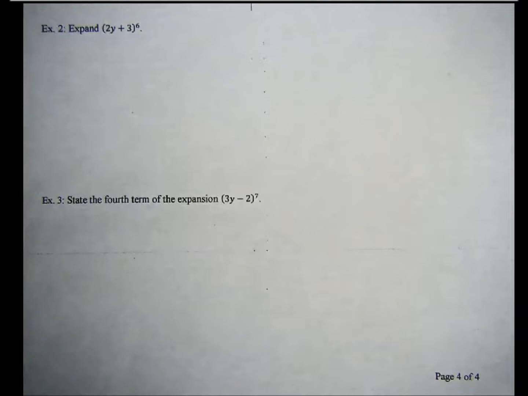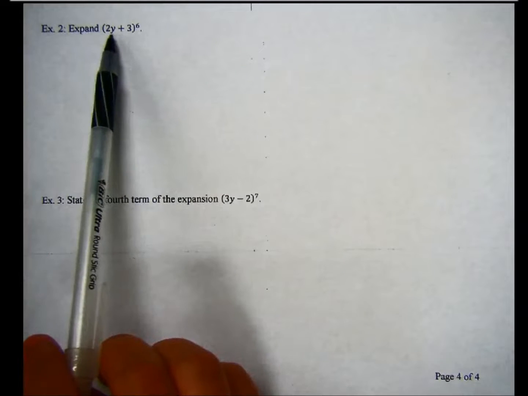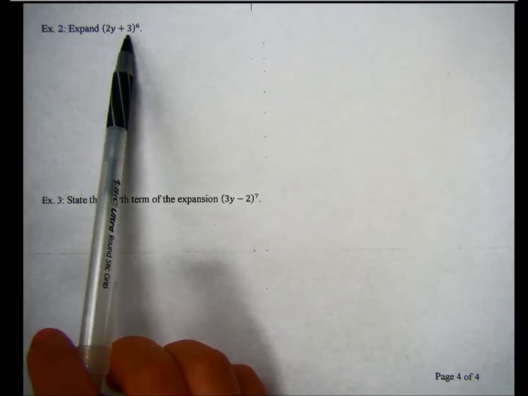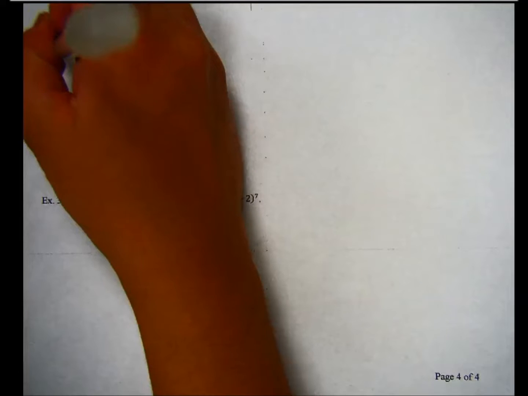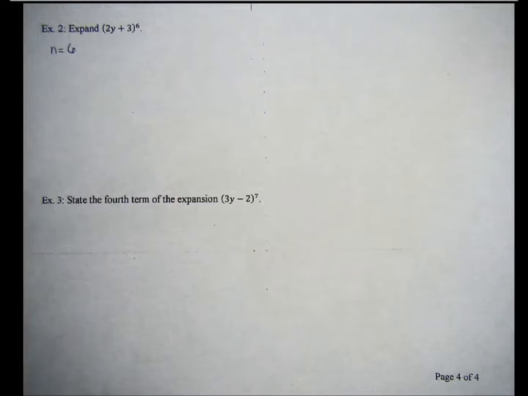We're at the bottom of page 4. So now that we've gone over an example of how to expand using Pascal's triangle, let's try this one more time. Expand 2y plus 3 to the exponent 6. So the first thing you should do is look at row n equals 6 for your coefficients. And take a look at your previous page.